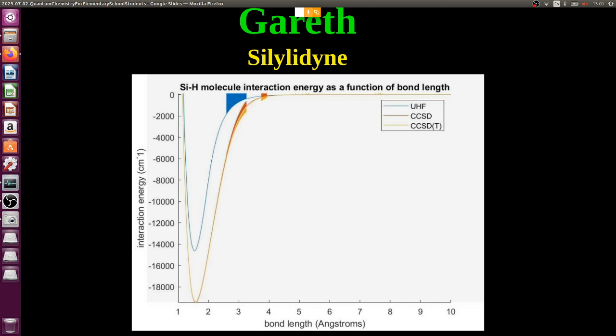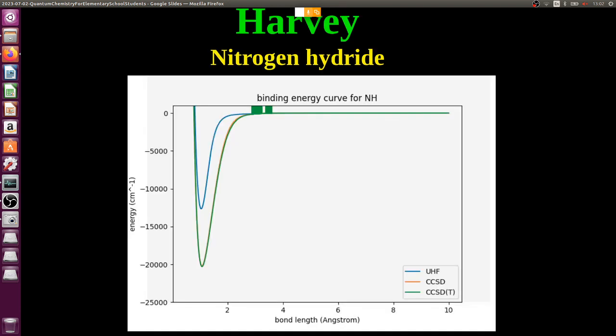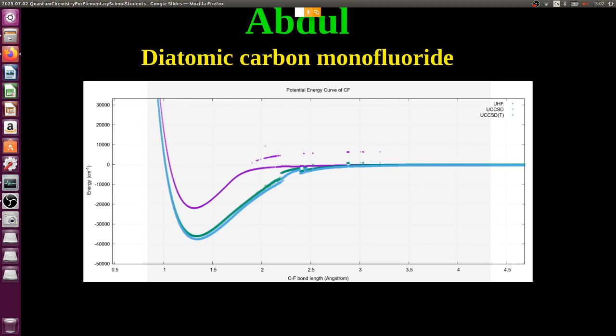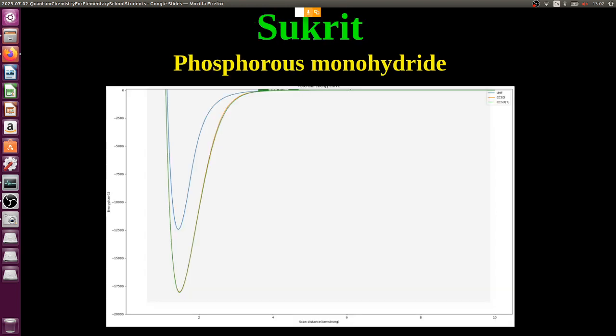Gareth did sililidene. This is silicon bound to hydrogen. Again, we have a bunch of potential energy curves, slightly different well depth, slightly different equilibrium bond distance, but similar shape. Harvey did nitrogen hydride. We had Abdul do the diatomic carbon monofluoride, again with the same 3 methods.